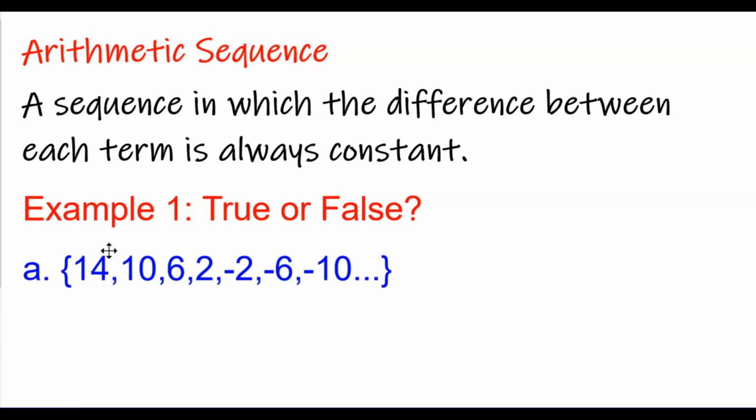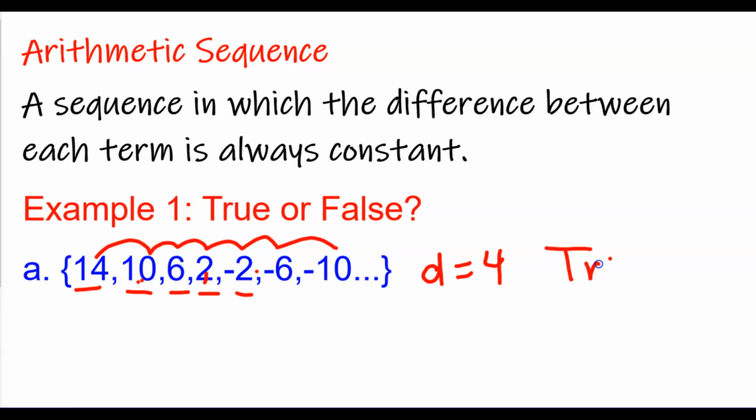So in this first example, we're just looking at a sequence of numbers: 14, 10, 6, 2, negative 2, negative 6, negative 10. The question is, is this an arithmetic sequence? Well, it's pretty simple. If you look at the terms in the list, if the difference between each term is the same, if it's constant, then it's true. It's an arithmetic sequence. And in this case, the difference between 14 and 10 is 4, between 10 and 6 is 4, between 6 and 2 is 4, and so on. So because the constant difference exists, it's 4, this is true. It is an arithmetic sequence.